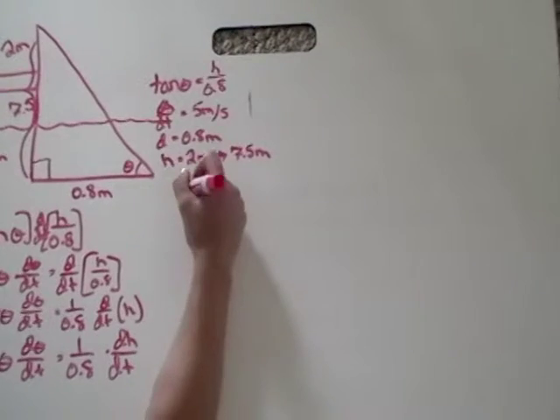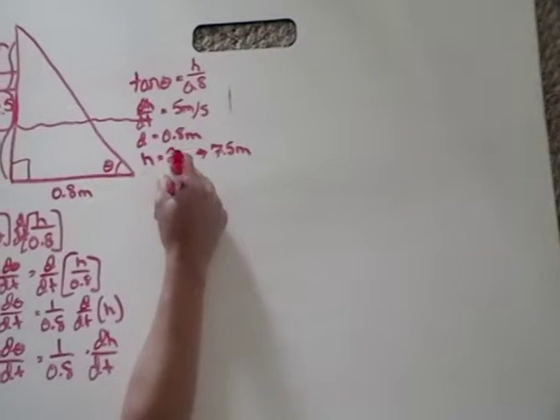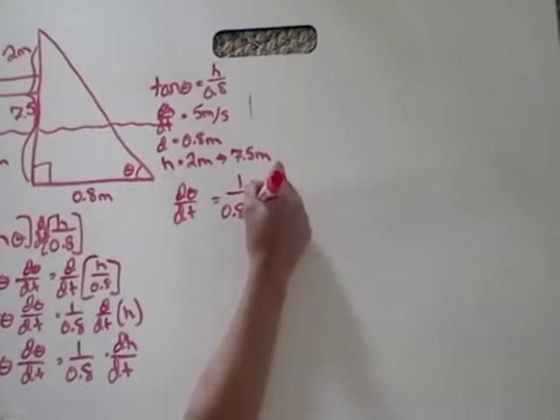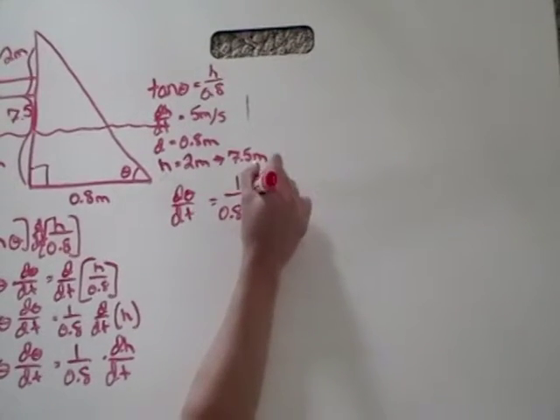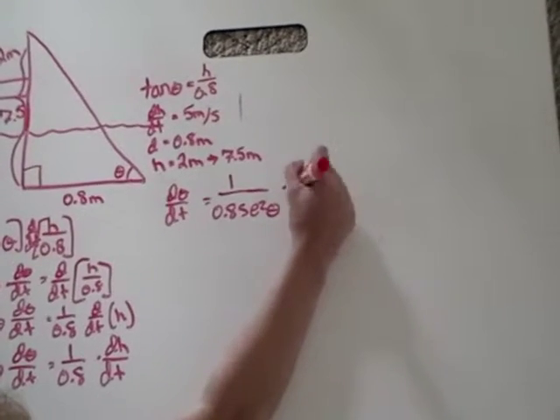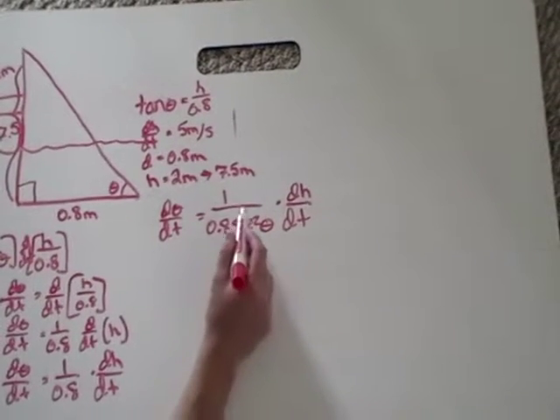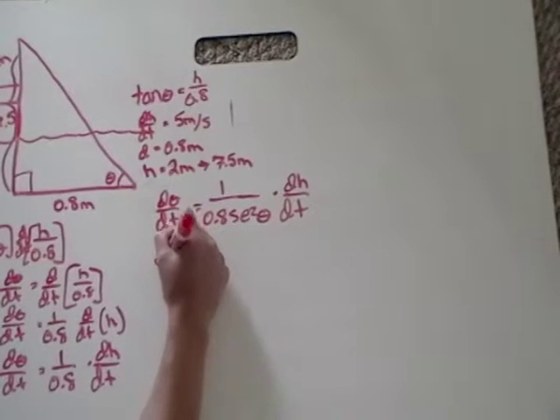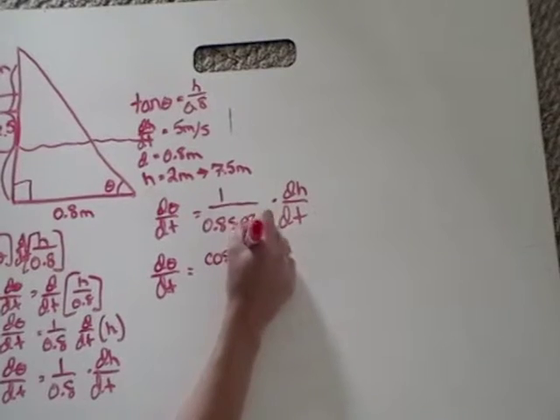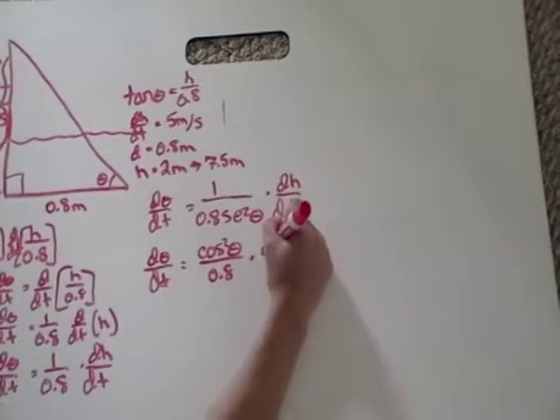Next, you solve for d theta dt. So d theta dt is equal to 1 over 0.8 secant squared of theta, since we divided both sides by secant squared, times dh dt. Since secant squared is in the denominator, we can move that up to the numerator as cosine squared. So d theta dt is equal to cosine squared of theta divided by 0.8 times dh dt.